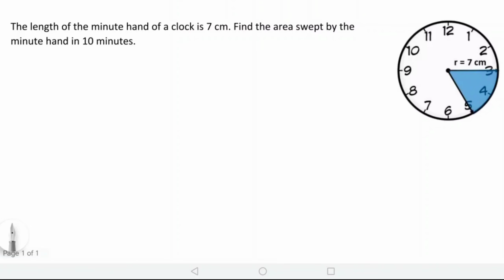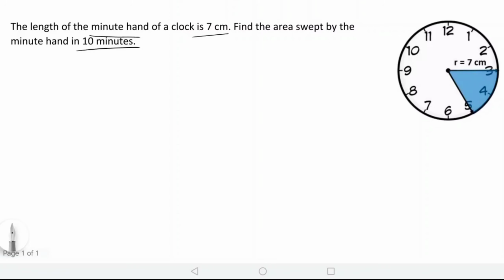The length of the minute hand of a clock is 7 centimeter. Find the area swept by the minute hand in 10 minutes. We need to find out the area swept by the minute hand in 10 minutes. Okay, so what we need to find out? We need to find out the area swept by the minute hand in 10 minutes.